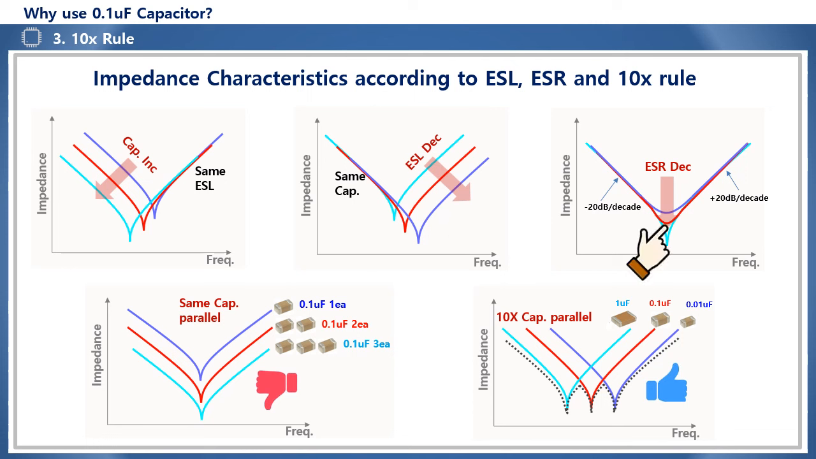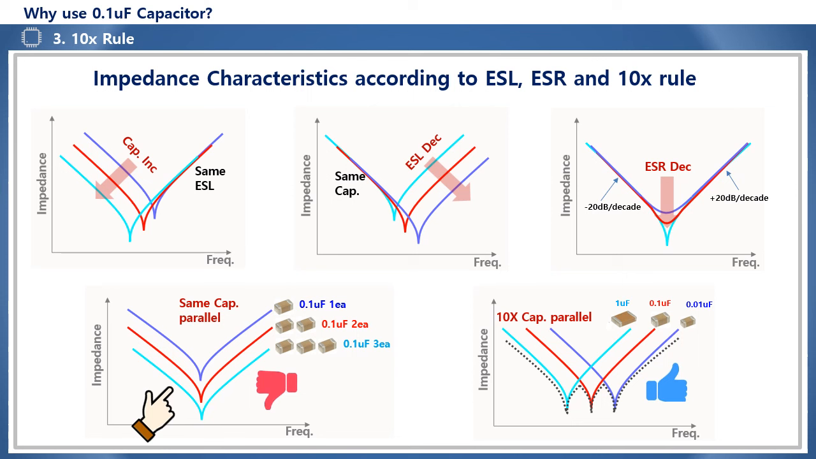Looking at the characteristics according to the change in ESR, it is not a factor that affects the resonant frequency SRF, but only acts as the minimum impedance value at resonance. So you can see that the smaller the ESR value, the lower the impedance at the resonance point. In other words, there is no frequency-related change characteristic, and it affects the size of the minimum impedance at resonance. Since low impedance is advantageous, the smaller the ESR value is also advantageous.